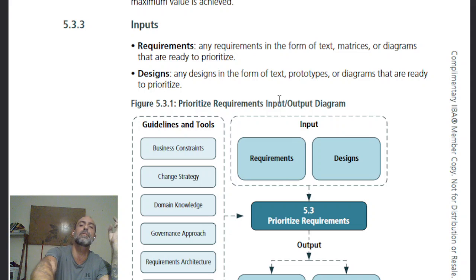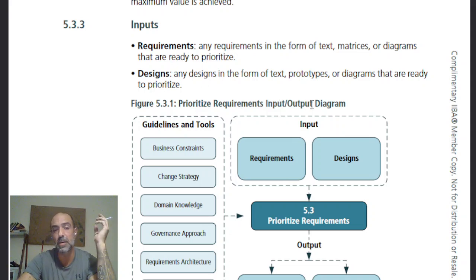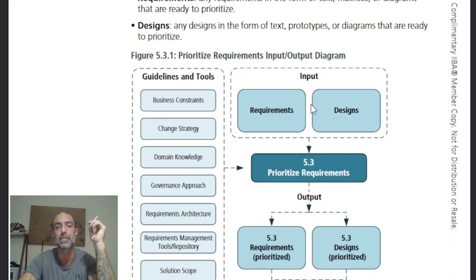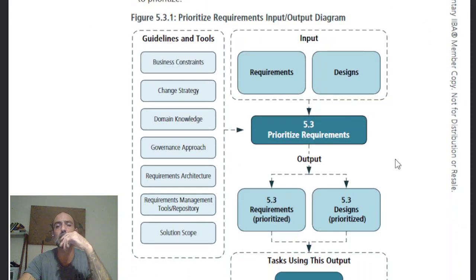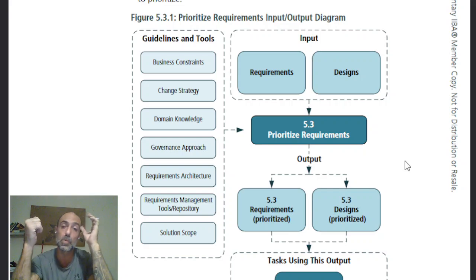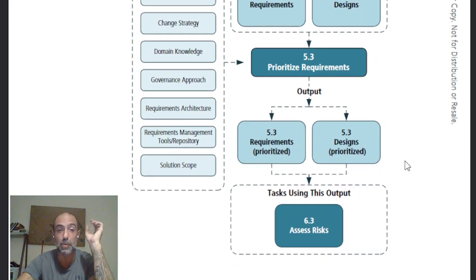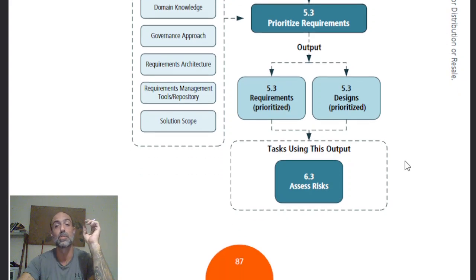See, now is the first time they mentioned text, prototypes, and diagrams. We assume they exist, but it's the first time they mention it in design. And here is a diagram for us, input, output. What are the inputs? Requirements maintained, designs maintained. And while we're prioritizing requirements, we need to look at the tools, which are business constraints, changing strategy, domain knowledge, governance approach, requirements architecture, requirements management tools repository, and solution scope. What's the output? Prioritized requirements, prioritized designs.